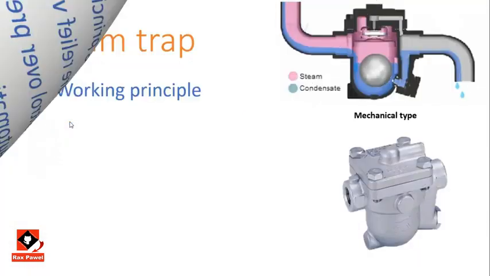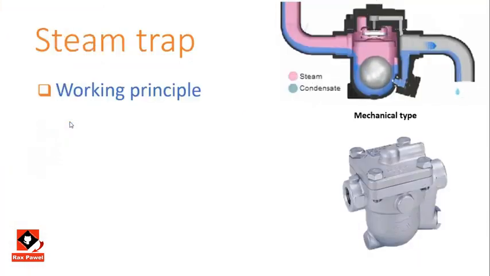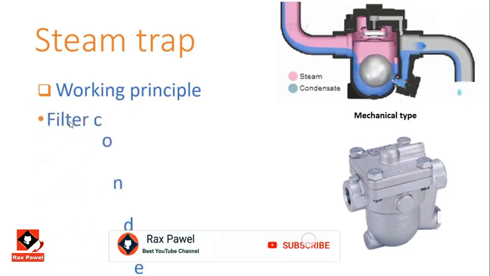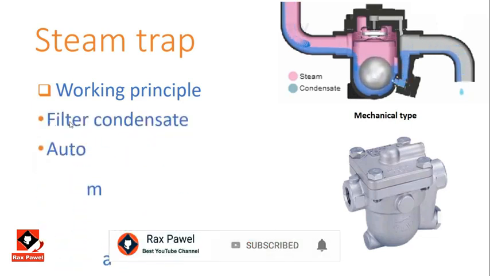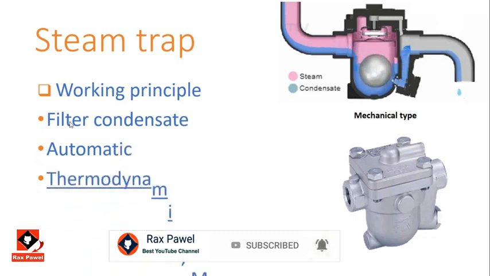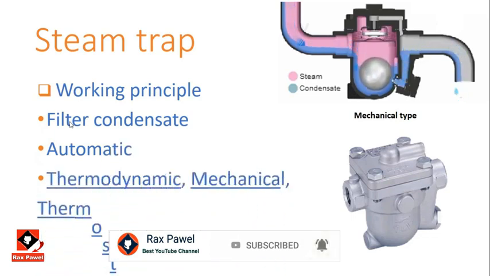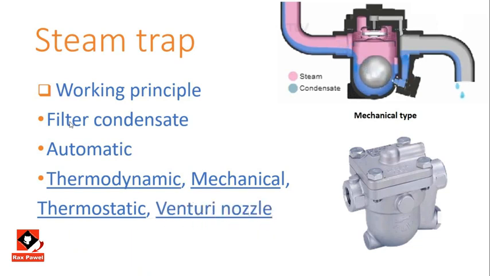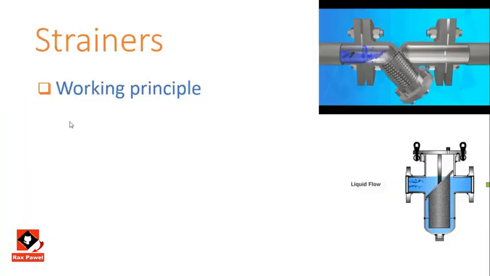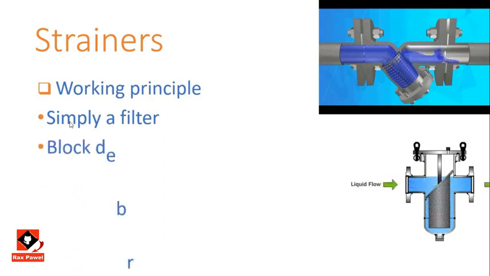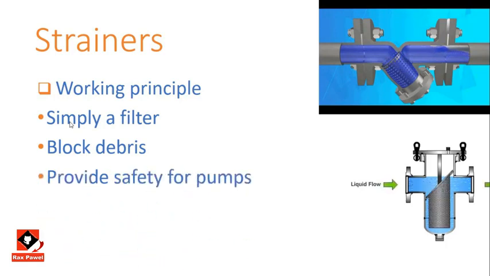Steam trap working principle. It is a device used to filter out the condensate from the system to ensure regular flow in the system. When the condensate occurs, the steam trap works automatically. Mainly there are 4 steam traps: thermodynamic, mechanical, thermostatic, and Venturi nozzle. Strainers working principle. They are filters used to prevent impurities and debris from entering the flowing path. If the fluid contains impurities, then a strainer must be installed in the pipeline before a pump. And also you can find it in foot valves.